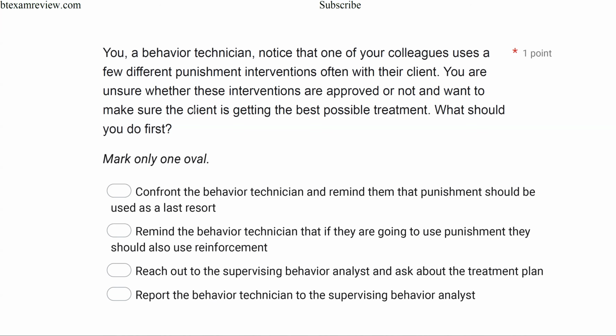But when you see something that might threaten to harm a client, that becomes your number one responsibility because our number one responsibility is do no harm. So if you are seeing one of your colleagues using these different punishment interventions and you're not sure if they're approved, and you want to make sure the client is getting the best possible treatment, what can you do as a technician?